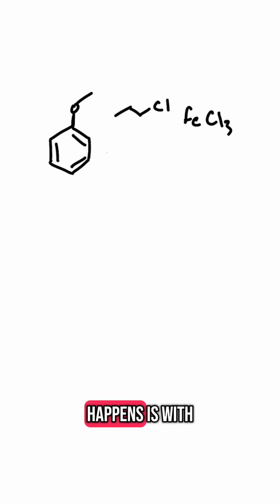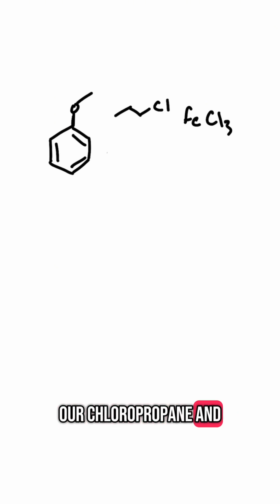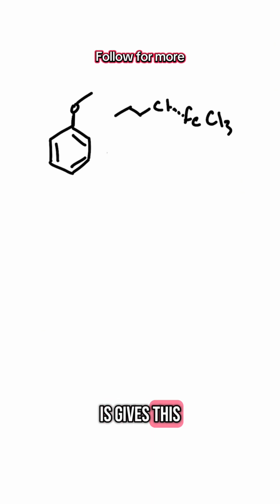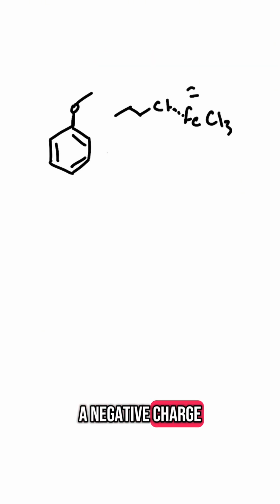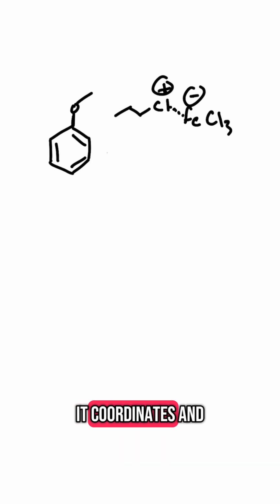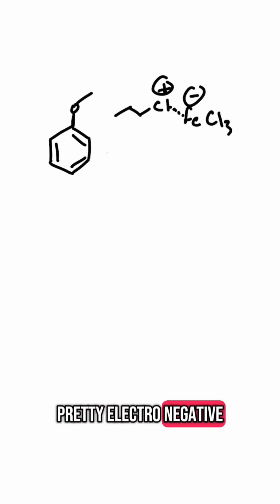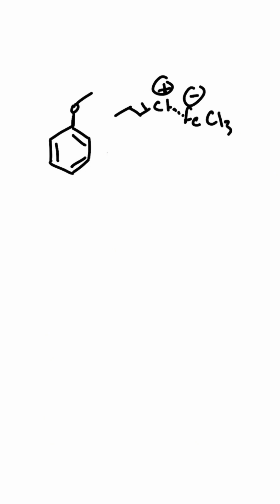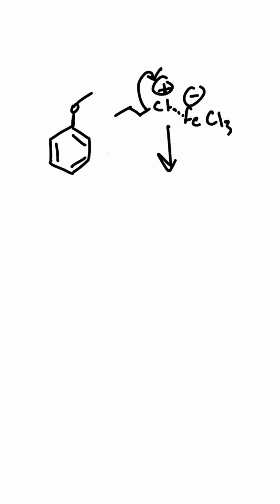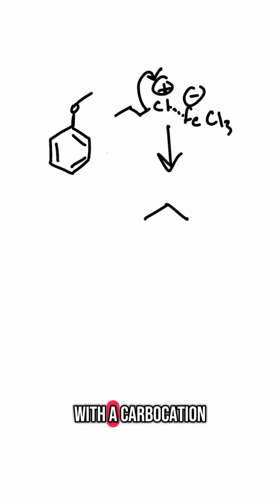First thing that happens is with our chloropropane and our iron trichloride, that forms a bond there. And what that does is this gives this a negative charge and this gives this a positive charge. It coordinates. And this chlorine does not like having a positive charge. It's pretty electronegative. It does not like that. So what it does is it kicks off electrons from that bond there. And we are left with a carbocation on this primary position here.